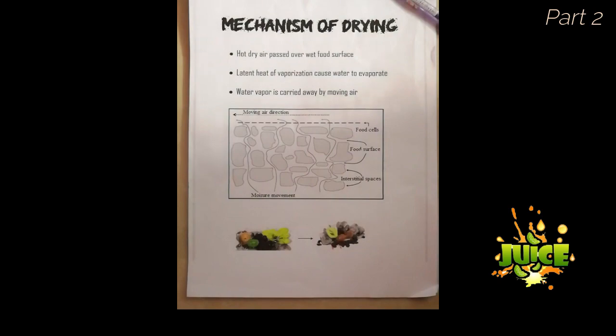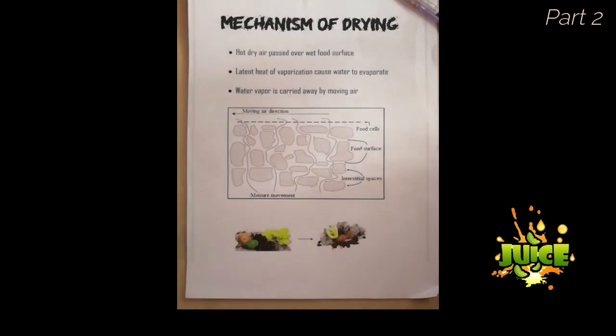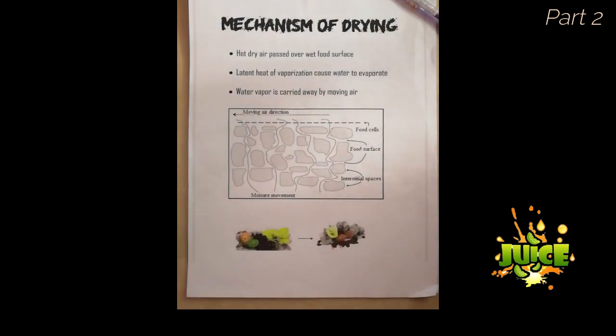Now, turn to mechanism of drying. Basically, drying occurs when hot dry air passes over wet food surface. Latent heat of vaporization will cause water in food to evaporate. The mechanism of drying is fully explained by this diagram. When hot air is blown over a wet food, heat is transferred to the surface and latent heat of vaporization will cause water to evaporate.